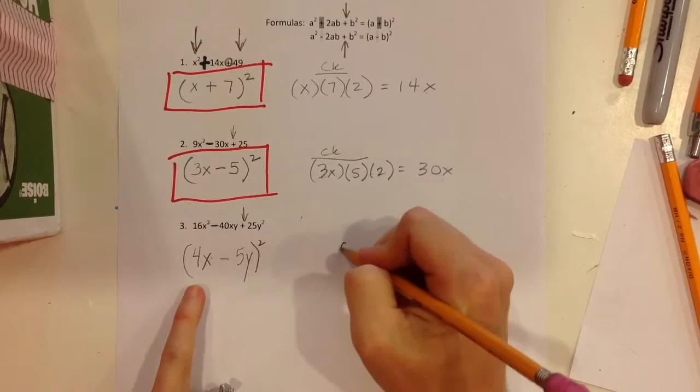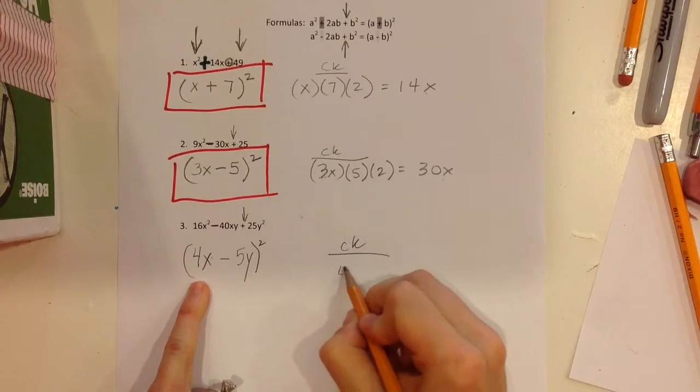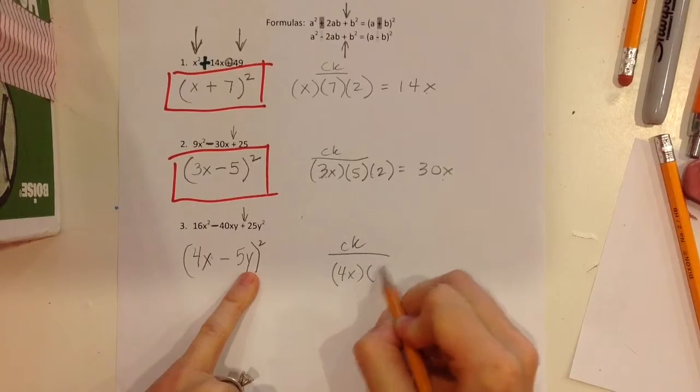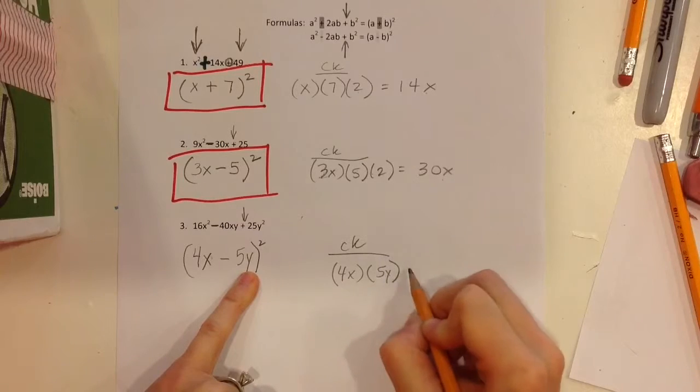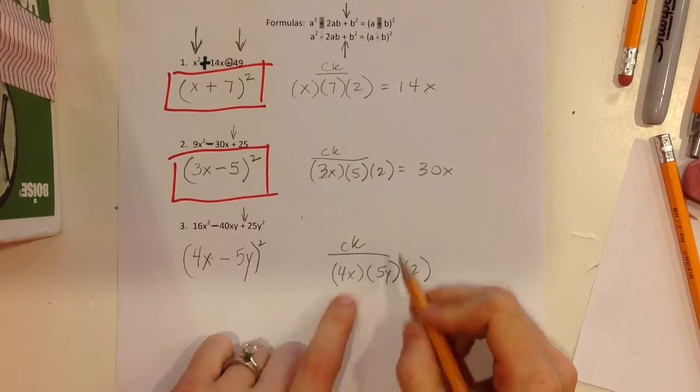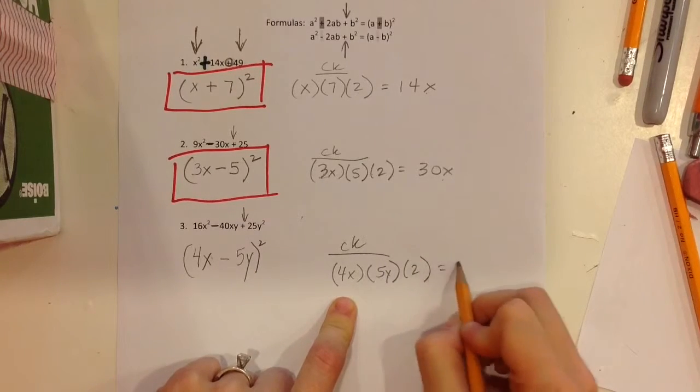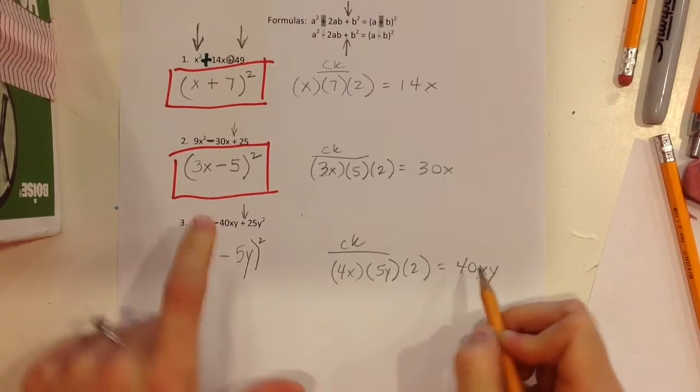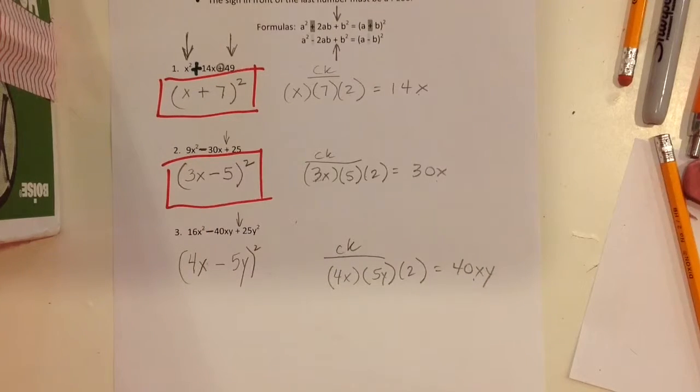So again, to check, I'm going to multiply 4x times 5y times 2. So 4 times 5 is 20 times 2 is 40xy. Is that my middle term? Yes. So that means that that is the correct answer.